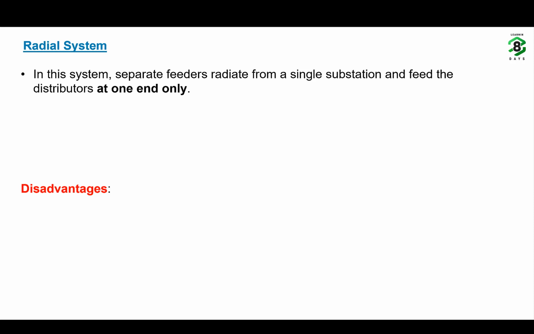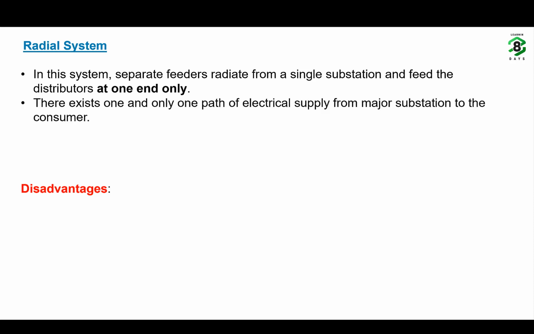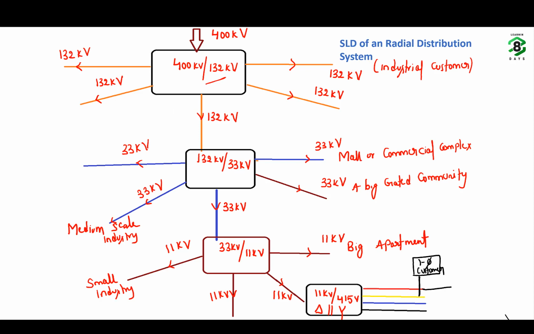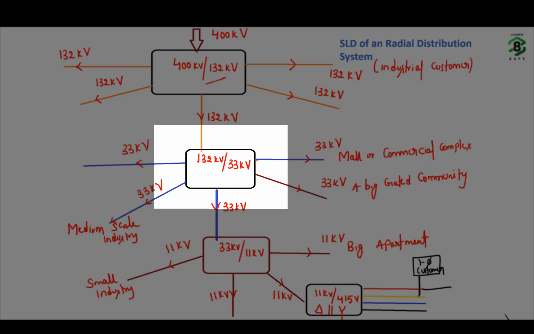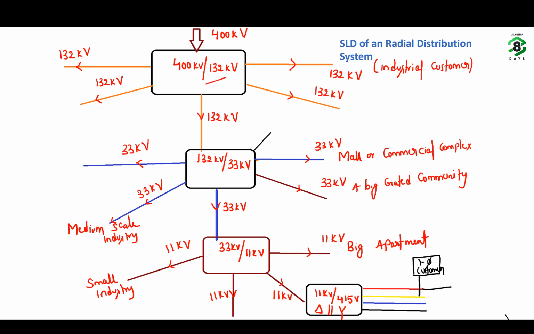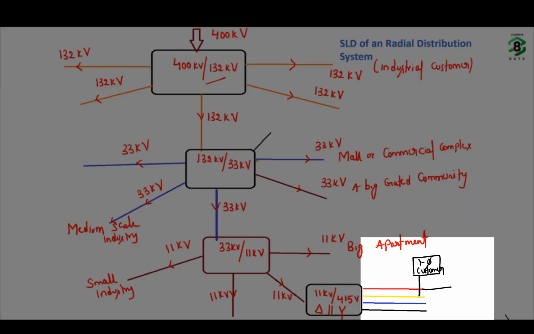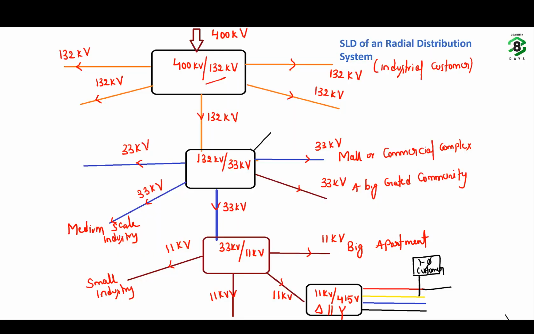Okay, so the simple definition boils down to there exists one and only one path of electrical supply from the major substation to the customer in a radial distribution system. Suppose if you observe this single line diagram which we have built earlier, from the major substation of 132 kV by 33 kV here to the customer, there is only one path of electrical supply. If there is any interruption or disturbance in this path, the customer will not get the supply.